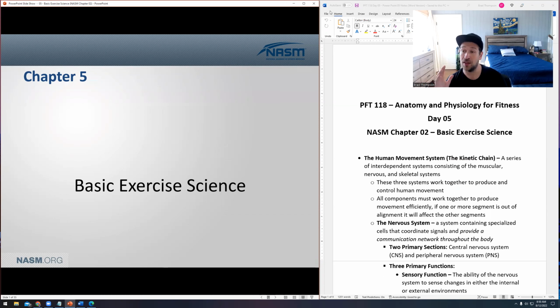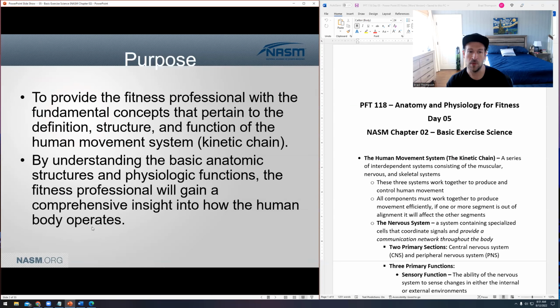We are spending all of our time on the kinetic chain today. So this is the skeletal system, the nervous system, and the muscular system. So purpose of today's lesson, we want to give you guys a fundamental overview of the structure and function of what we call the kinetic chain, right? That is the human movement system. We want to understand that basic anatomic structure as well as the physiology of how it actually functions so that we can get a much better understanding of human movement as a whole, right?